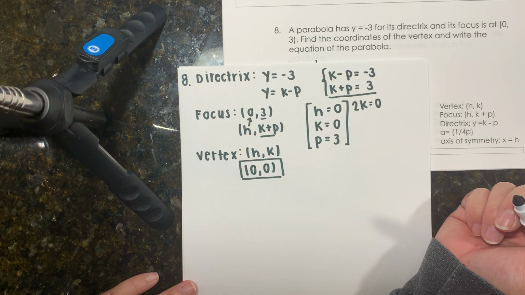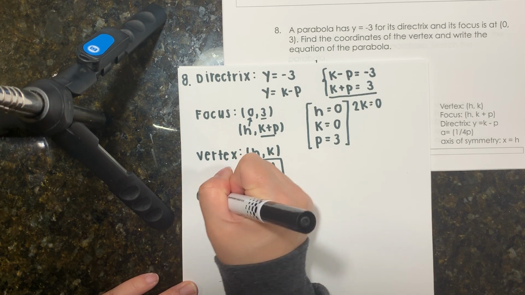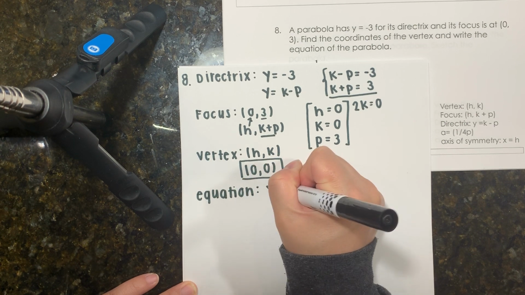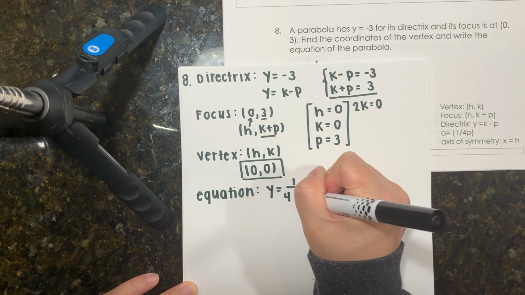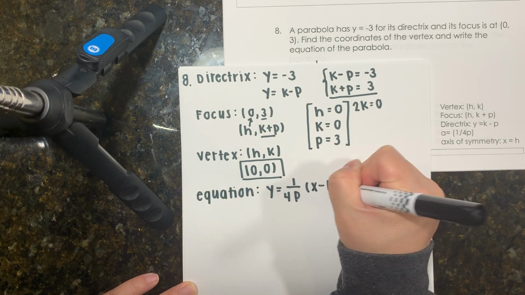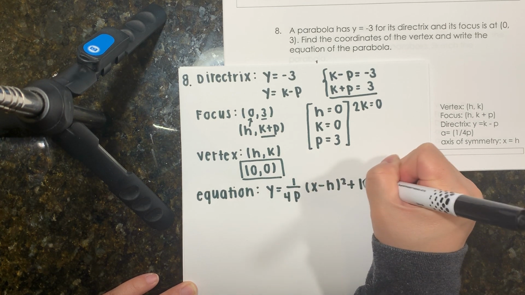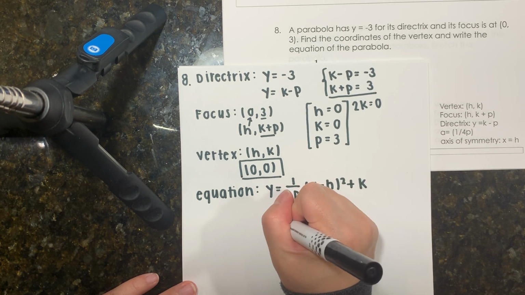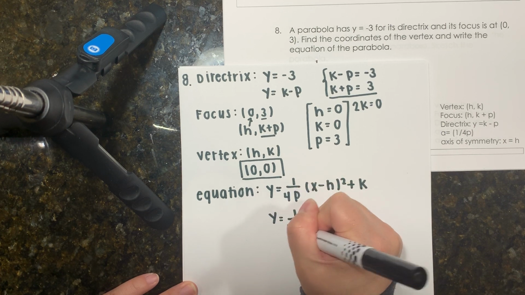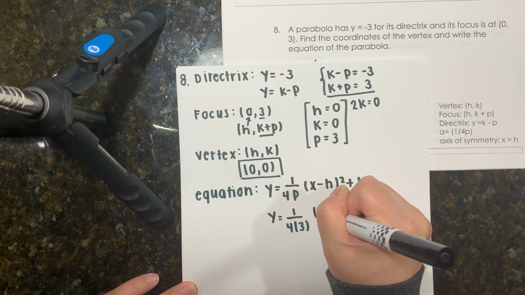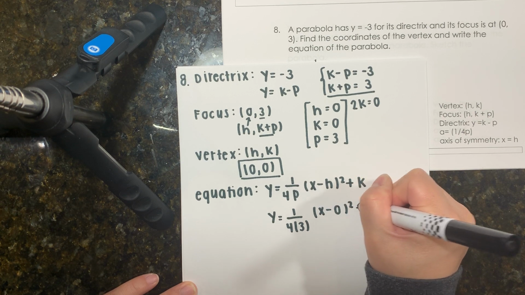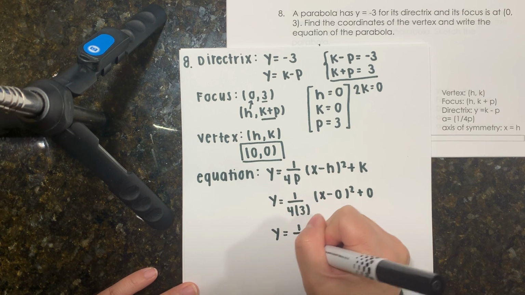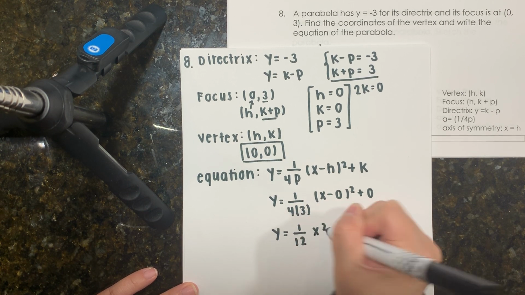Then it says to find the equation of the parabola. So the equation of the parabola needs to be memorized as well. y is equal to 1 over 4p times x minus h squared plus k. So my p is going to be 3, my h is 0, my k is 0. So when I plug that in, it'll be 1 over 4 times 3, x minus 0 squared plus 0. And that would give me an equation of 1 over 12 x squared.